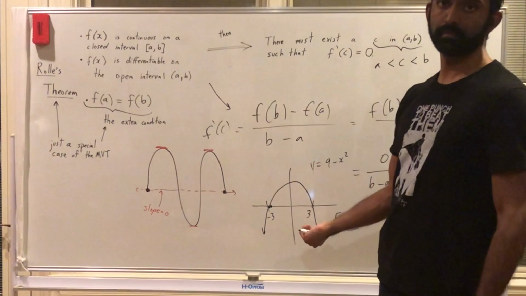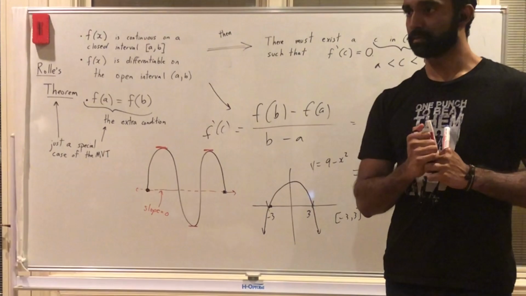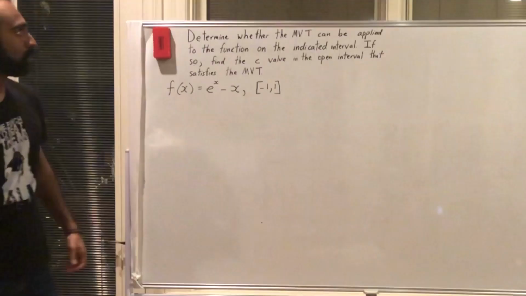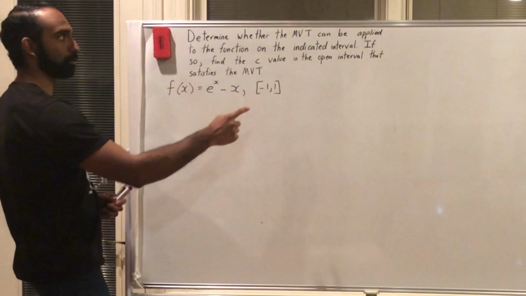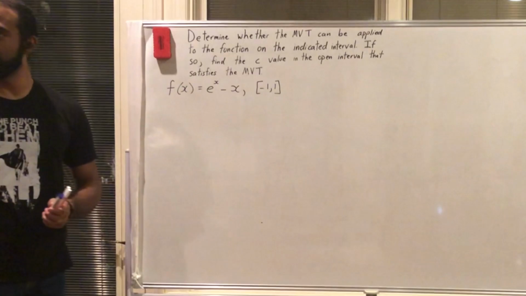Any questions about the visual side of the mean value theorem or Rolle's theorem? Okay, cool. Let us turn to some computations. Okay, everyone, we are back at it now with this little problem here. We want to determine whether the mean value theorem, the MVT, can be applied to this function on this closed interval. And if it can, then I want you to find the C value that'll make f prime of C equal to the slope of the secant.